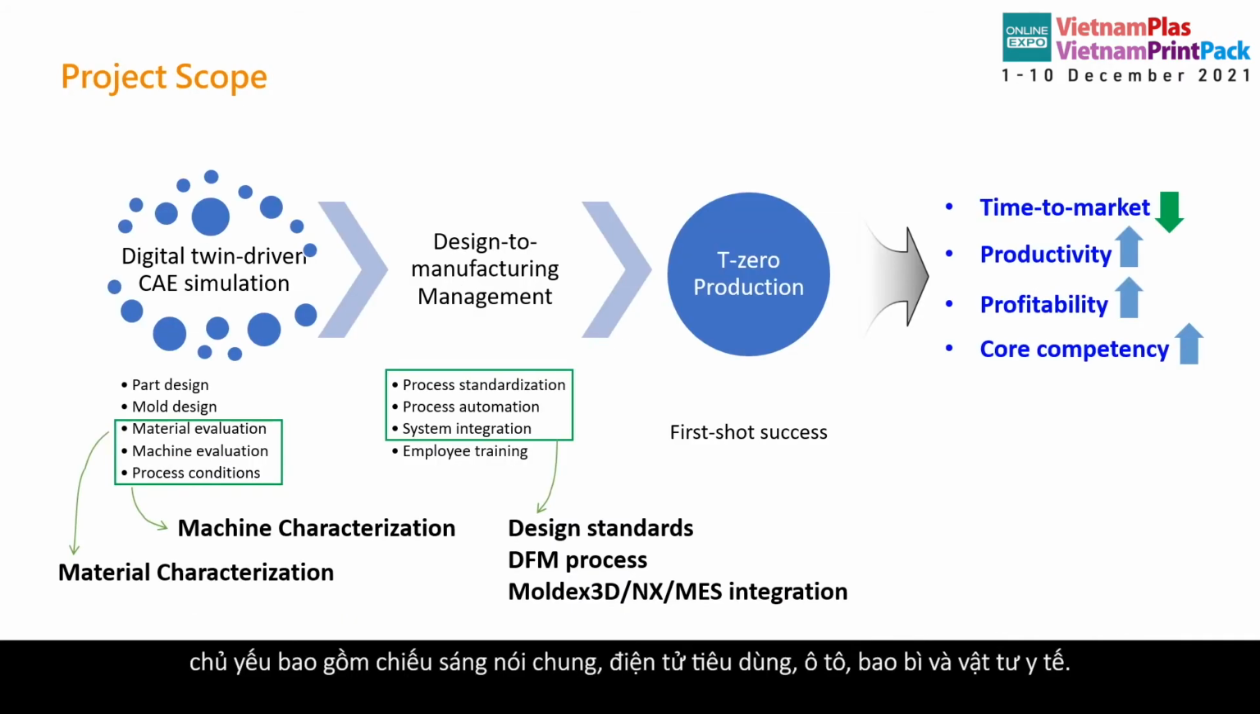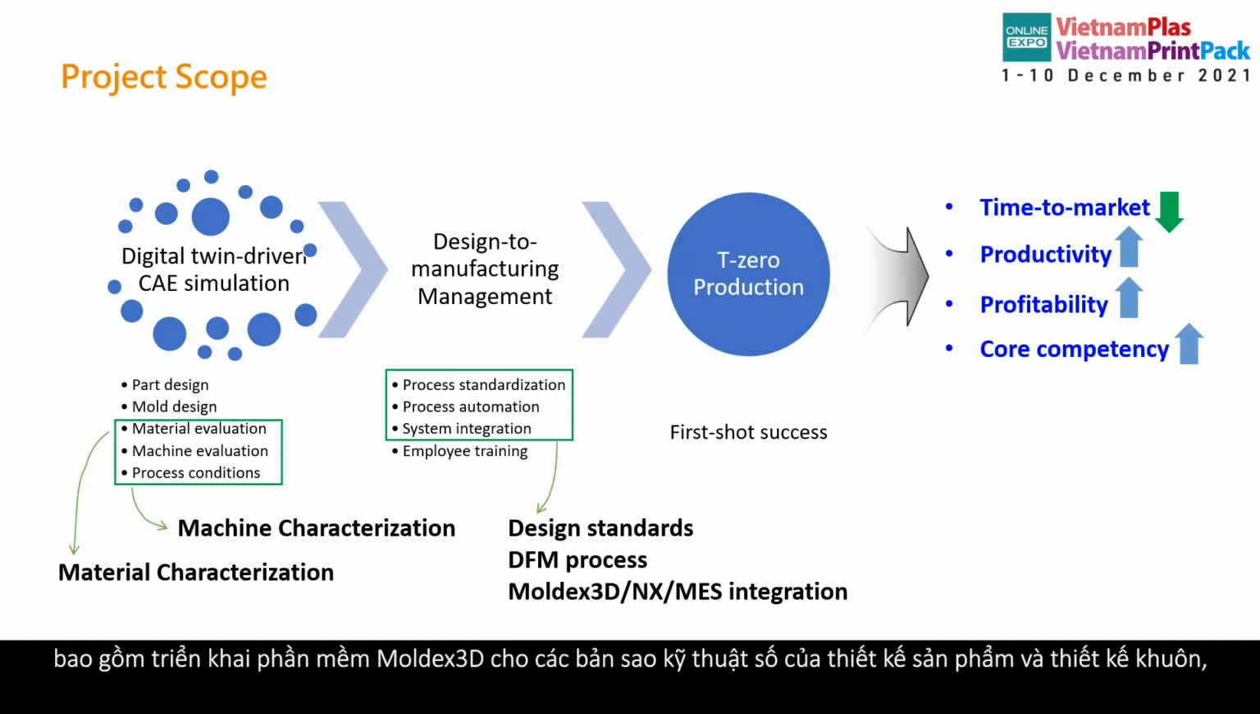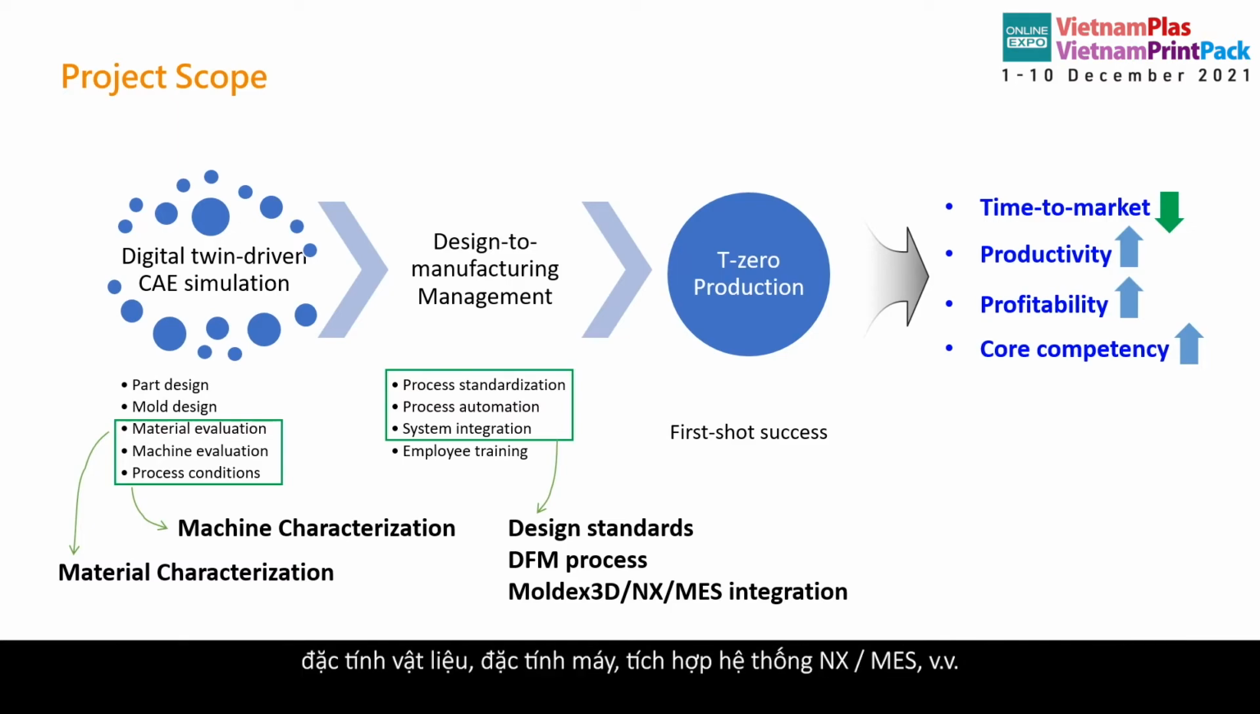The target of the project was to make first shot success. Someone would say it is T0 production. In order to achieve this target, the scope of the project included several parts described in this slide, including Model 3 software implementation for digital twin of the part design and model design, material characterization, machine characterization, annex, MES system integration, and so on.